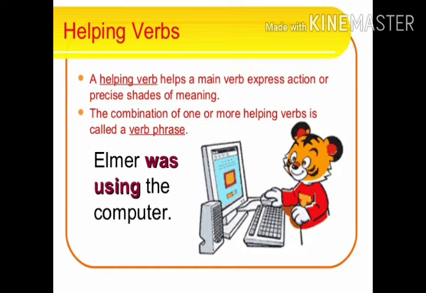Helping verbs. A helping verb helps a main verb express action or precise shades of meaning. So here, a helping verb always needs a main verb, and it helps the main verb to express the action. The combination of one or more helping verbs is called a verb phrase. So when we use more than one helping verb, that is called a verb phrase. For example, Elmir was using the computer. So here you can see the helping verb and the main verb, was using.